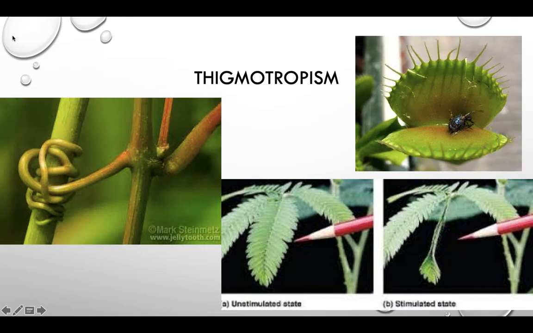So I have a tendril in the left-hand picture, and then here's a plant that actually closes when it's touched, and then up here is the Venus flytrap.